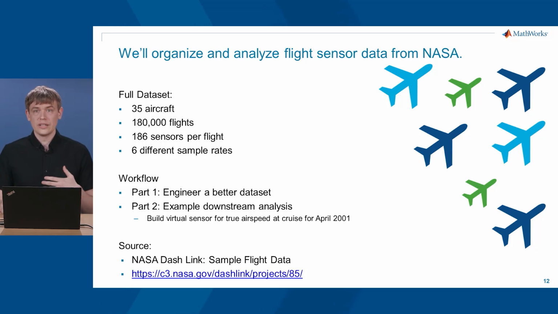The workflow we'll go through is we'll start with a single raw file and we'll prototype how to organize and store it. Then we'll apply that schema along with some pre-processing to the dataset and write the results out to a new location and file format. Once we've completed that ETL workflow, we'll take a look at an example analysis problem. In this case, building a virtual sensor to predict the true airspeed for an aircraft at cruise. And we'll see how understanding the downstream analysis can help us engineer a better dataset. And with that, let's hop over to MATLAB.